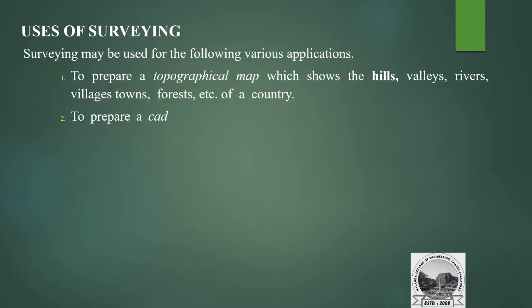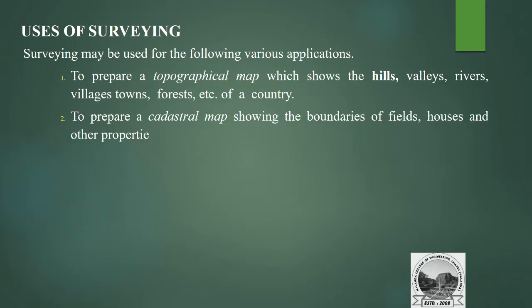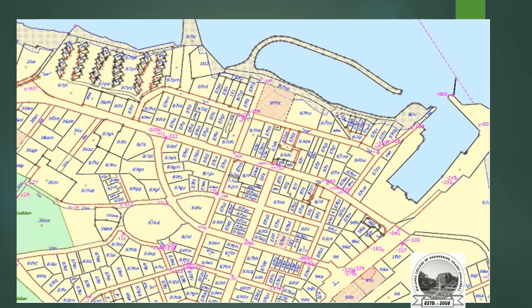Then comes the second one, to prepare a cadastral map showing the boundary of the field, houses, and other properties. This is one of the cadastral maps. This is an example of cadastral map. Here, look, plots are bounded by their boundary. Here the boundary of all plots are shown. So there is no confusion between topographic map and cadastral map. So comes to the next point.